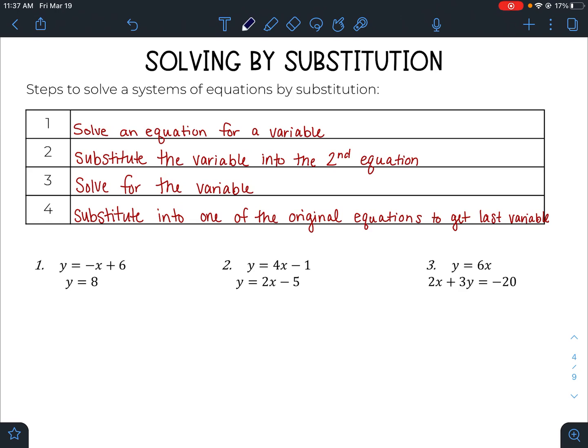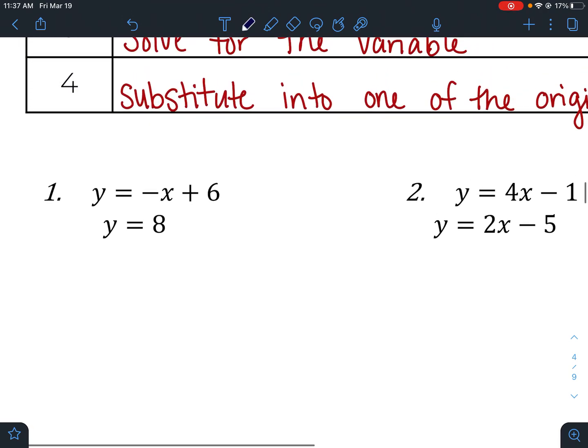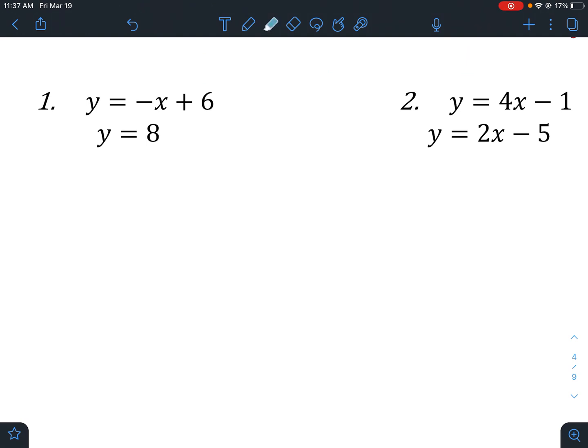Now, I said variable a lot, and as we work through some of these problems, I think you'll start to understand why we've got so many variables going on. So we're going to zoom in here to number 1. As you see, both of these are already solved for a variable.